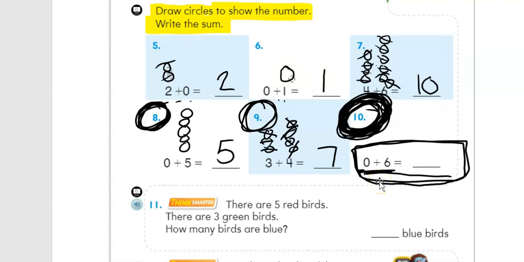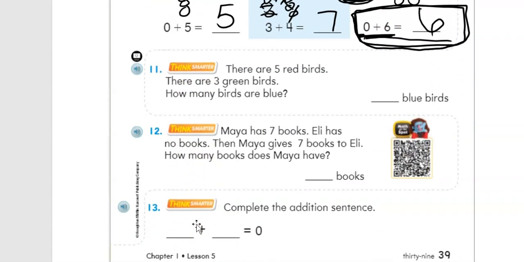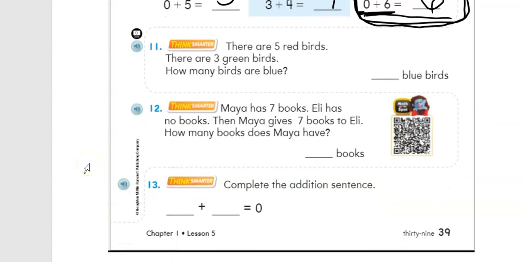Repeat after me. 0 plus 6 equals what? And what would it equal? I don't know. So if I start with 0 and then I add 6 to it, 1, 2, 3, 4, 5, 6. How many do I have all together? 6. Great job, my friend. 6. All right. Math on the spot. I love that. We are going to watch a math on the spot. Excellent.